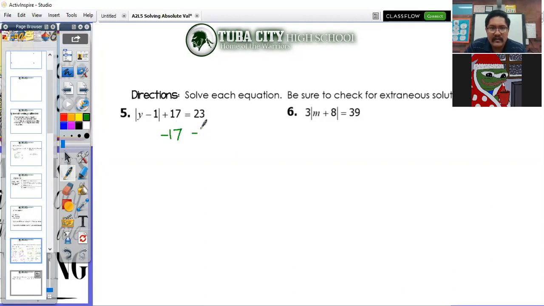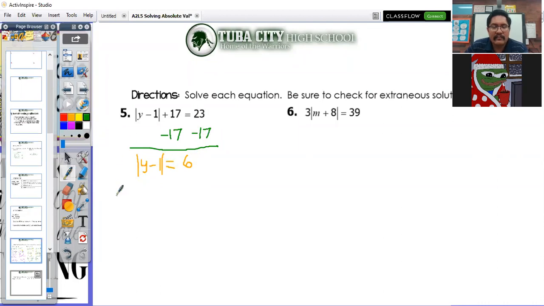So that's what I'm going to do. I'm going to isolate it by getting rid of this 17. Since I'm adding 17 in the equation, I'm going to minus 17 from both sides. And I end up with my, I could probably jump straight into the cases from here, but I'll save that for later. So 23 minus 17 will be 6. And we still have the absolute value signs here.